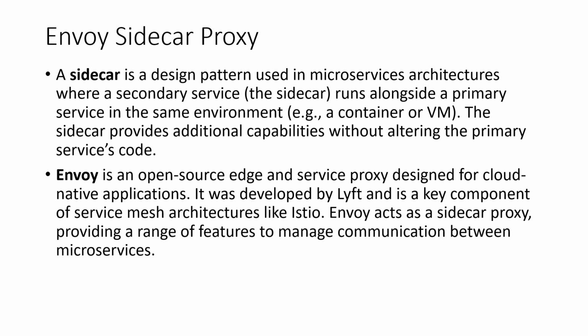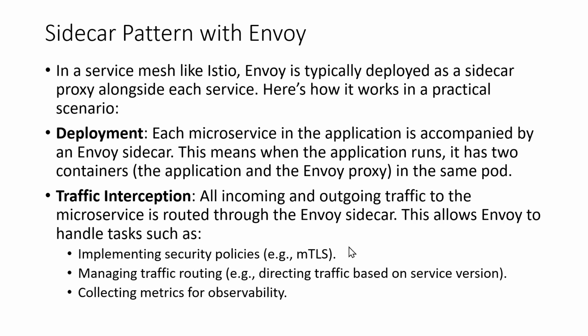On top of that, it has another container called the sidecar proxy, that is Envoy. Envoy is an open source edge and service proxy designed for cloud native applications. It was developed by Lyft and is a key component of service mesh architecture, like Istio. Envoy acts as a sidecar proxy, providing a range of features to manage communication between microservices. The sidecar proxy is a client-side service discovery component. Let's see how exactly it works.